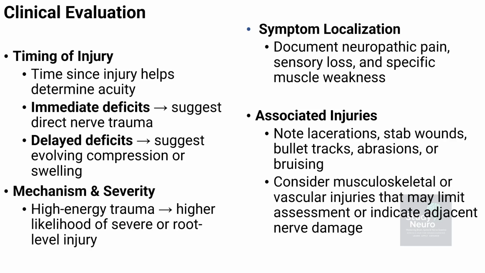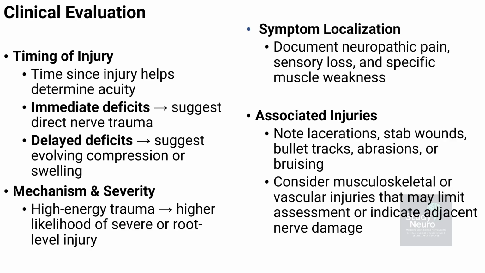When evaluating a brachial plexus injury, timing is crucial. Deficits that appear immediately after trauma usually point to direct nerve damage, while those that develop later may indicate swelling or compression affecting the nerves. The mechanism and severity of the injury also provide important clues. High-energy trauma, like car accidents or major falls, increases the likelihood of severe or root-level nerve involvement. Careful symptom assessment is key. Clinicians document pain, sensory loss, and any specific muscle weakness to pinpoint which nerves are affected.